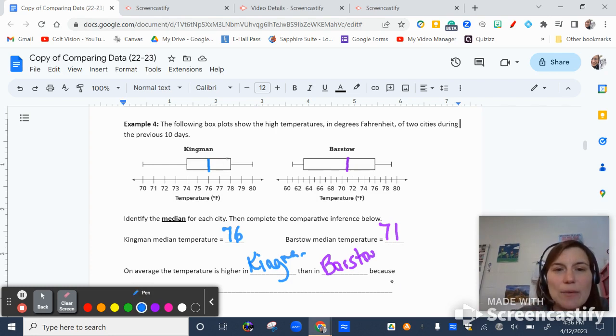To find the IQR, I'm going to subtract the upper quartile, or the Q3, minus the lower quartile, or the Q1. So I'm going to subtract 78 minus 74. We're going to subtract 76 minus 61.